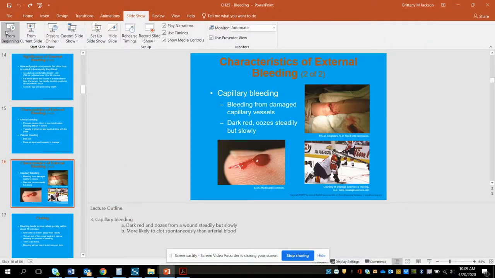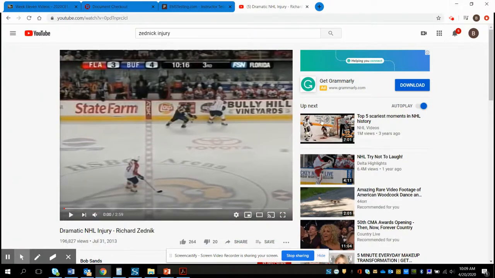So I'm going to jump off of this screen for just a second, and we are going to pop on over and watch the video of this injury. Okay, so they're going to show it really quickly, and then they'll go back and look at it again. But just see if you can spot what's happening with the guy, and watch how quickly he begins to bleed and how much blood.